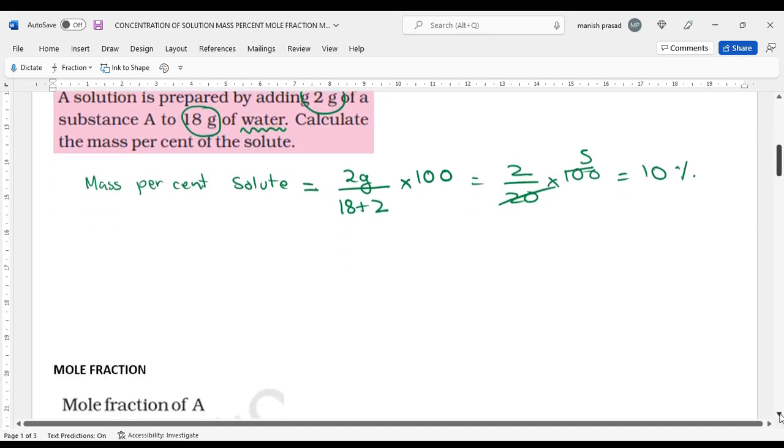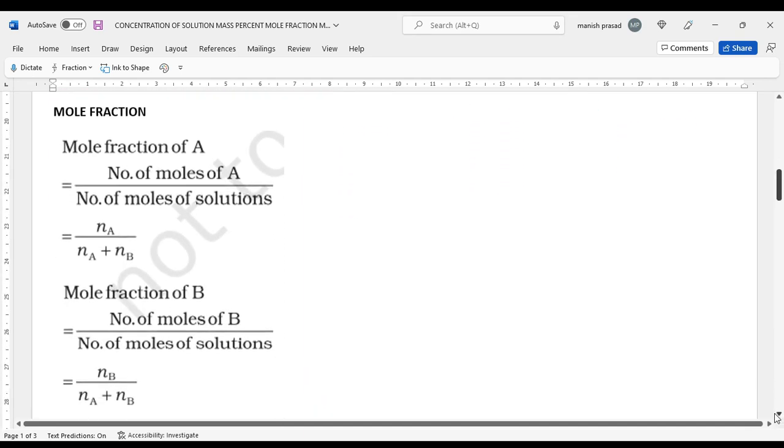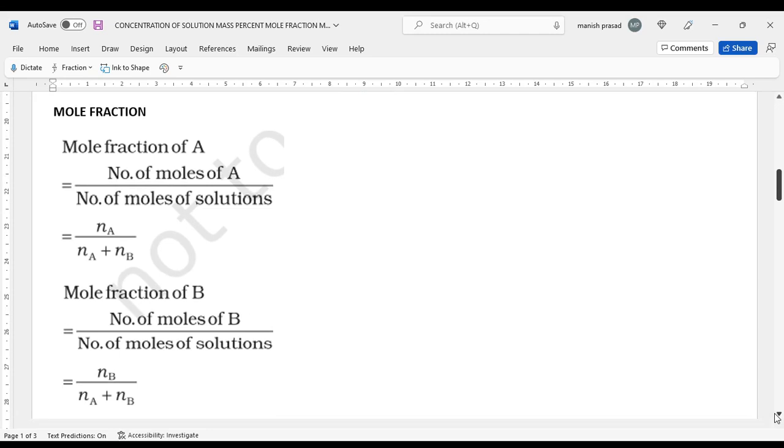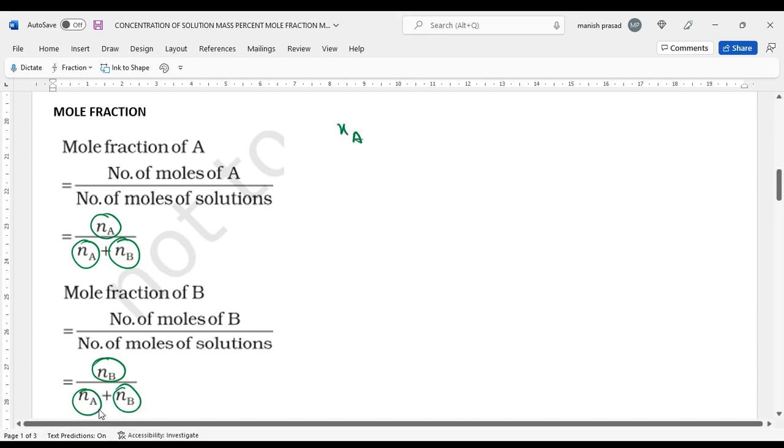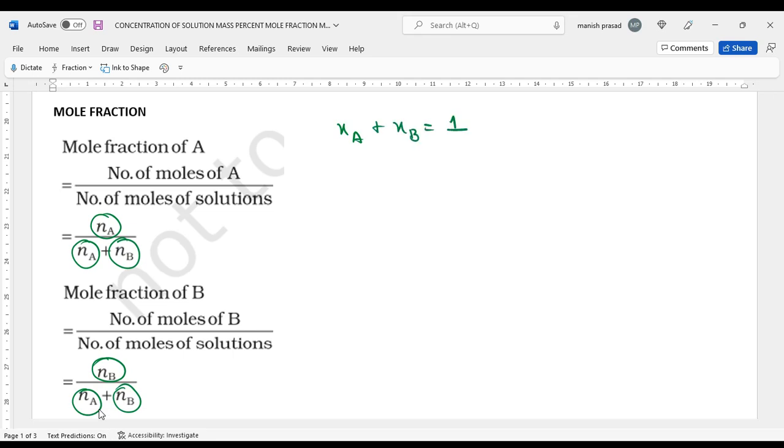Let's look at the next one. Mole fraction. Mole fraction is the number of moles of a substance divided by the total number of moles in the solution. So if it is a binary solution, then number of moles of A divided by number of moles of A plus B. For the other one, number of moles of B divided by number of moles of A plus number of moles of B. Now, always remember, mole fraction of A plus mole fraction of B is always equal to 1.